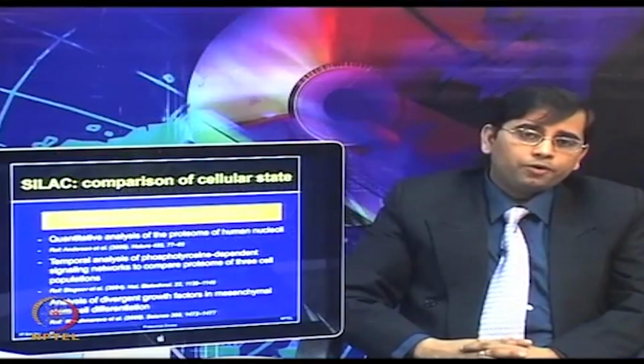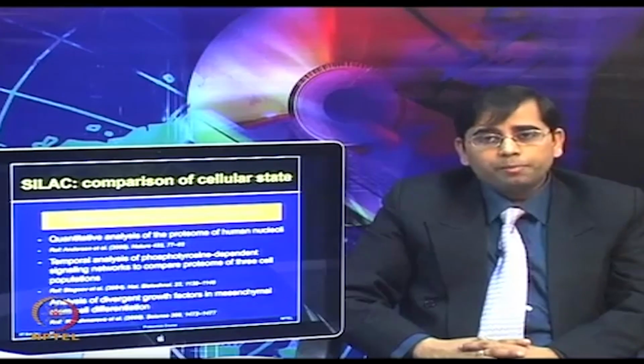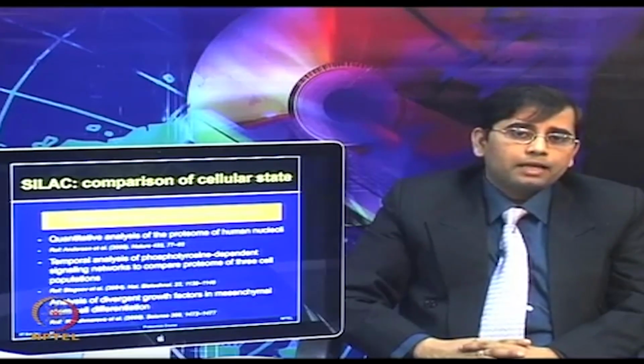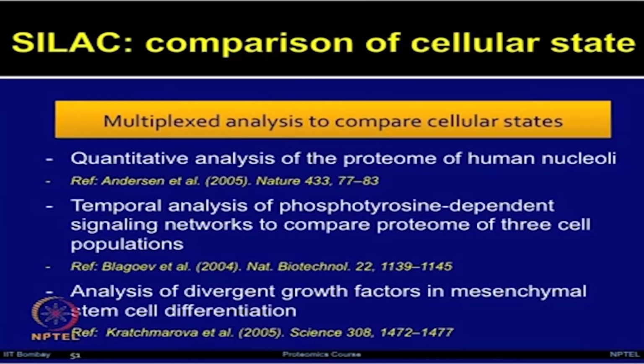SILAC has been widely used for multiplex analysis to compare the cellular states. Anderson et al. showed the quantitative analysis of the proteome of human nucleoli. Blagoev et al. performed a temporal analysis of the phosphotyrosine dependent signaling networks to compare the proteome of 3 cell populations. Kretschmer et al. analyzed the divergent growth factors in mesenchymal stem cell differentiation.